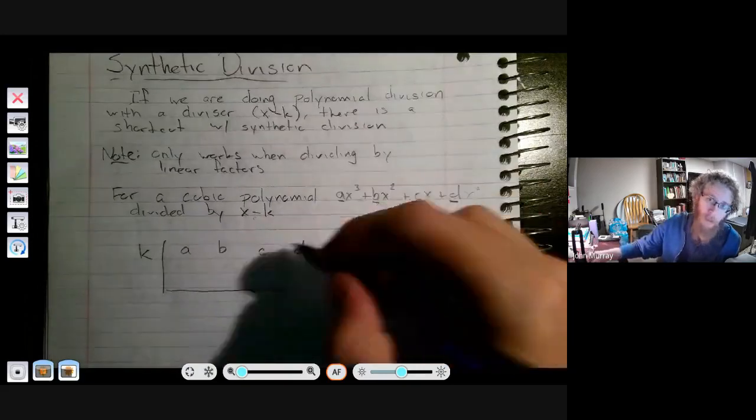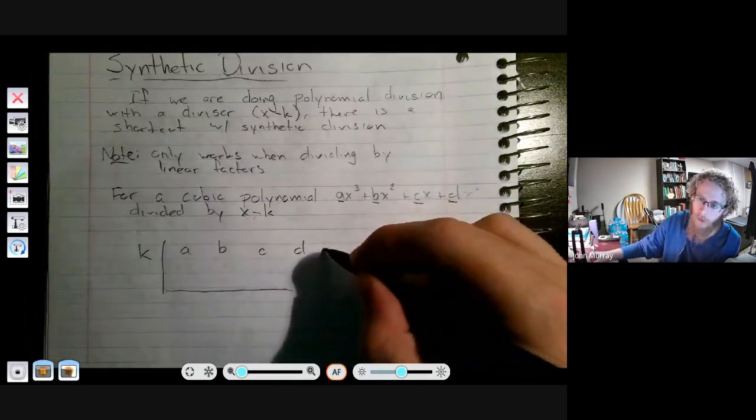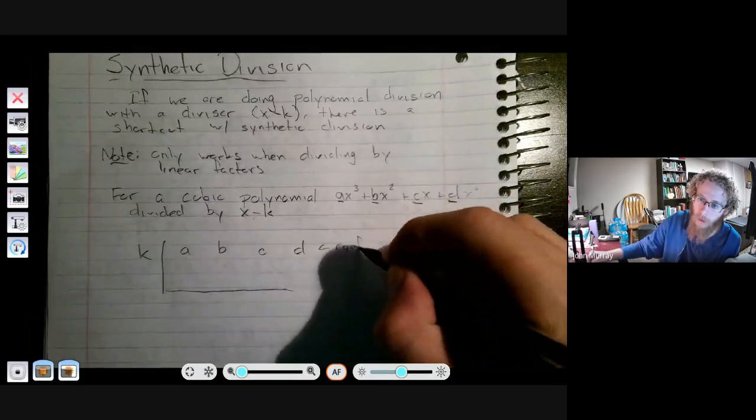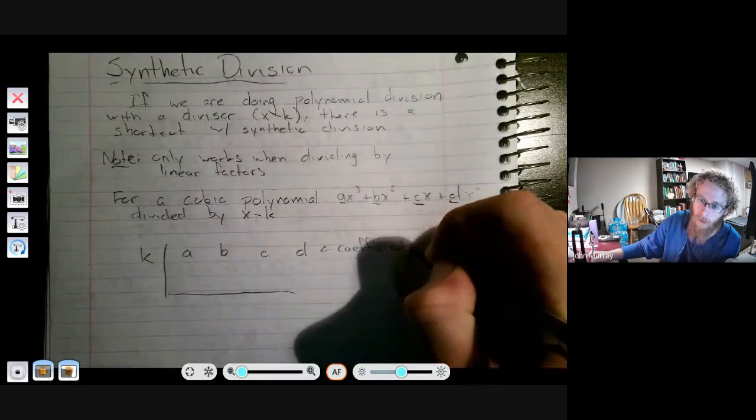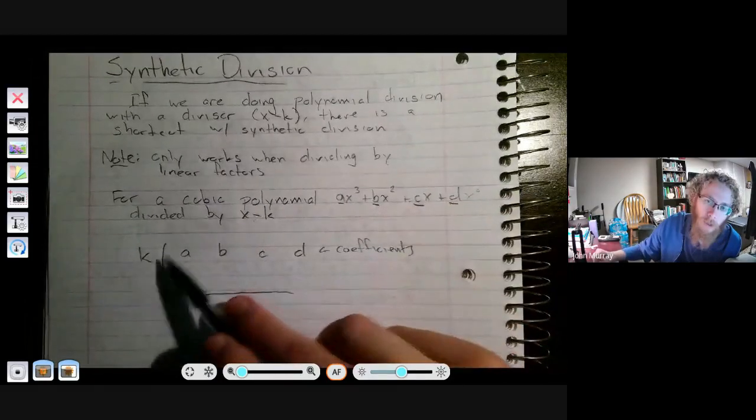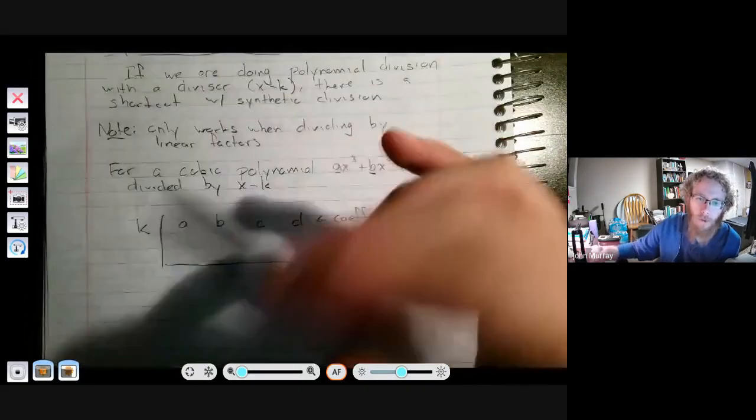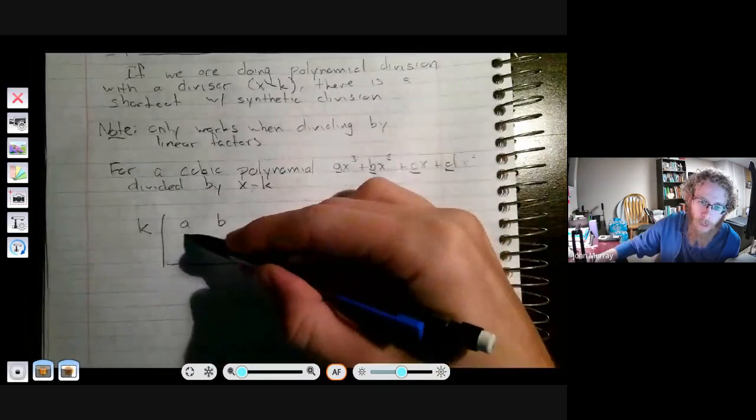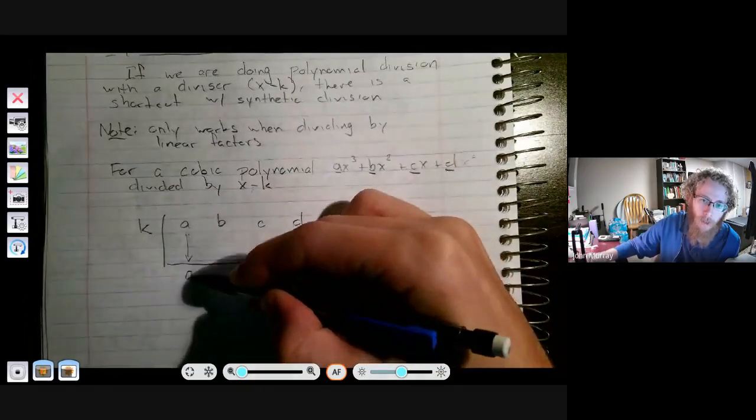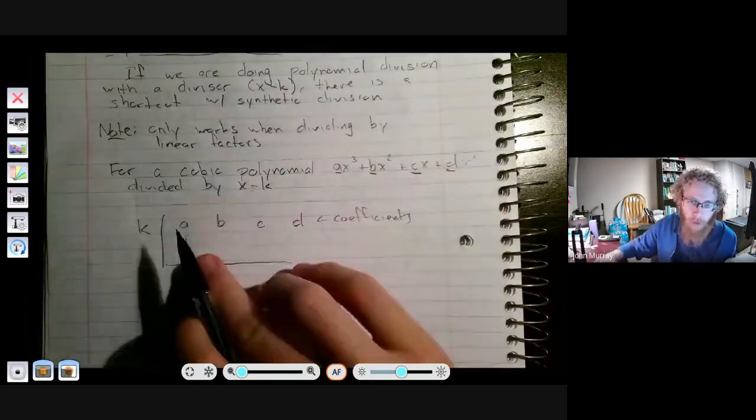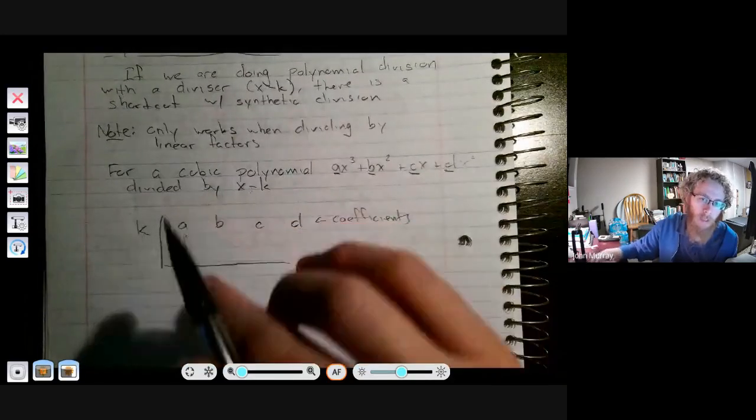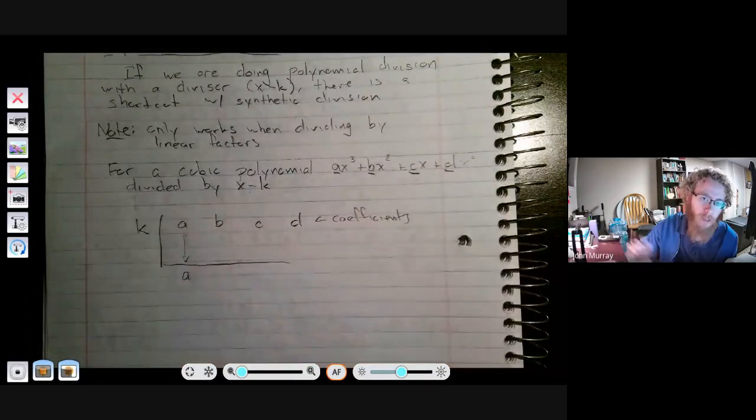Again, these are the coefficients, and this was your linear constant. So the first thing we do is we bring down whatever that first term is, a. If it's a 1, that stays 1. If it's a 10, it stays 10. If it's a -3, it stays -3.